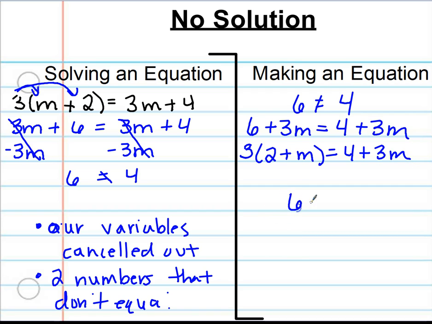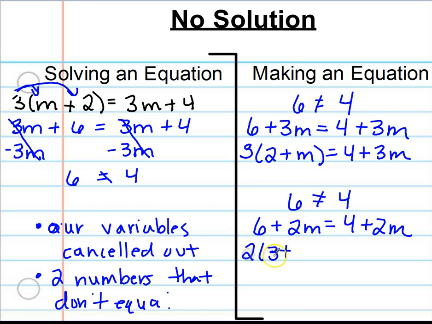Another thing we could have come up with for 6 doesn't equal 4, let's say we put 6 plus 2m equals 4 plus 2m. All right. Over here, I can see I can pull a 2 out. So 6 divided by 2 is 3. 2 divided by 2 is 1. And over here, I actually see I can pull a 2 out of 4. And that's going to give me 2. My eraser will work here. It's going to give me 2 plus m on this side. And there we go. We've got our own equation.